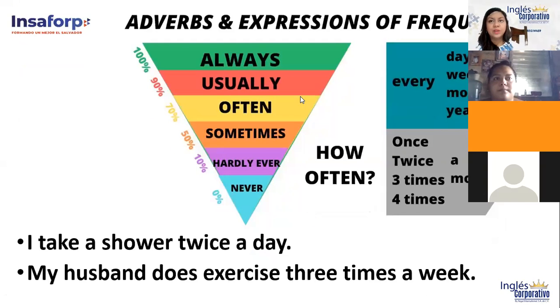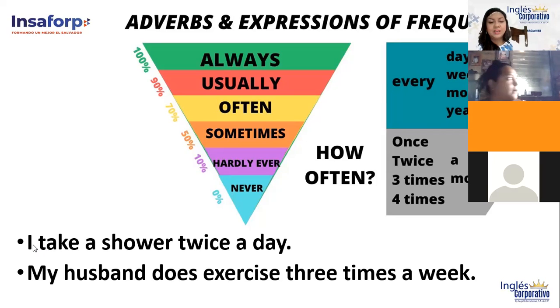Besides adverbs of frequency, there are also other expressions of frequency. These are the adverbs. The adverbs, como ya vimos, van antes del verbo. They go before the verb. But the expressions of frequency, they usually go at the end of the sentence, al final de la oración. So the expressions of frequency go at the end of the sentence.